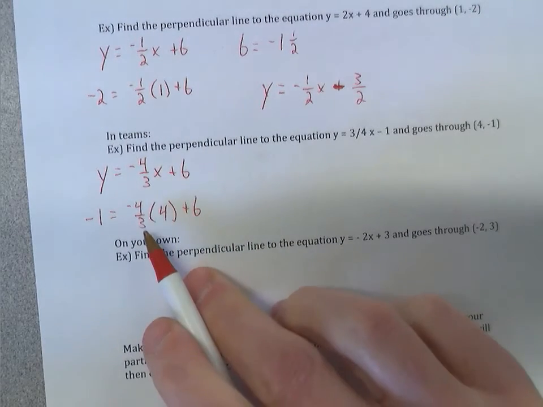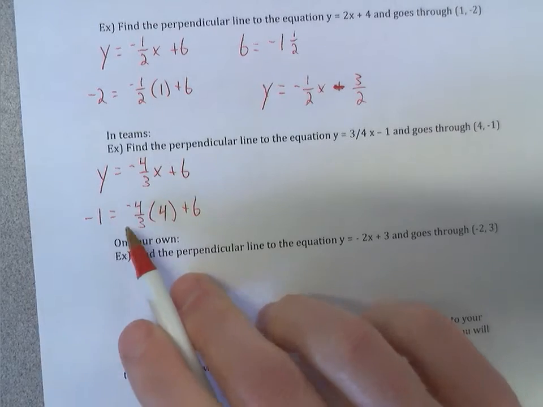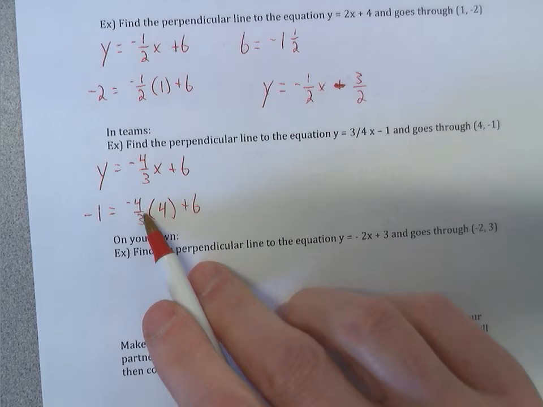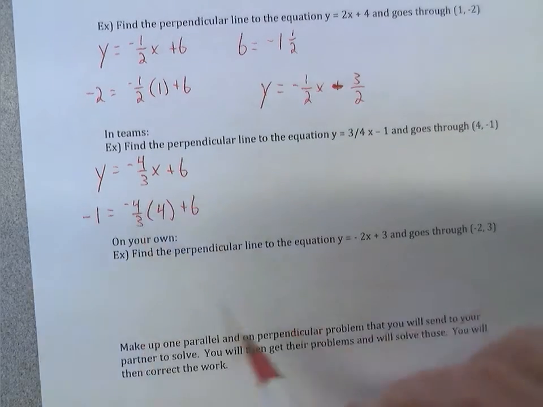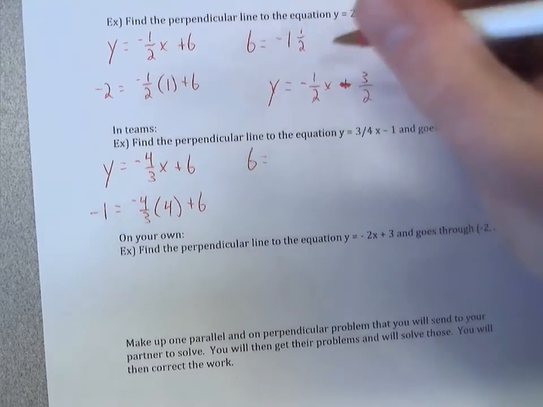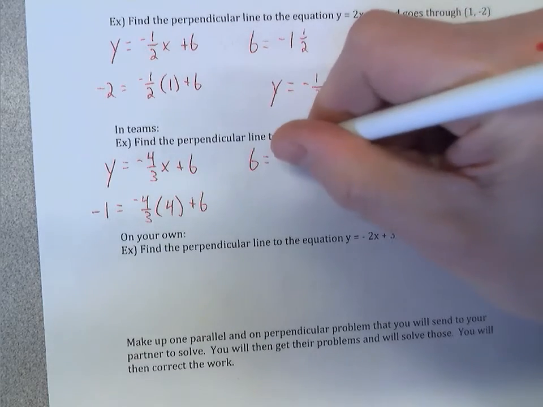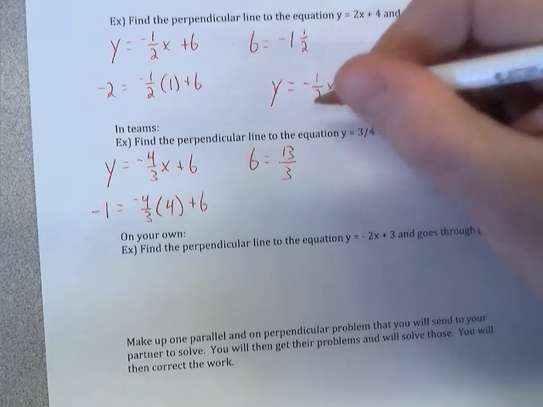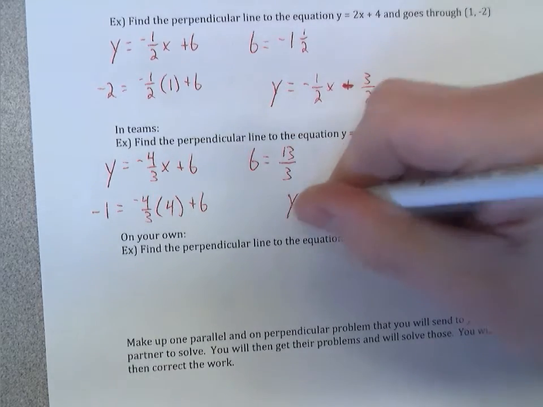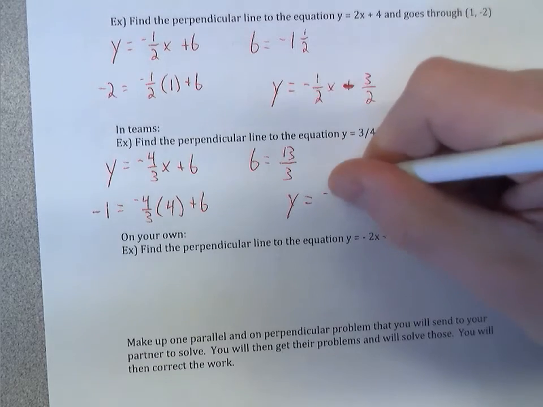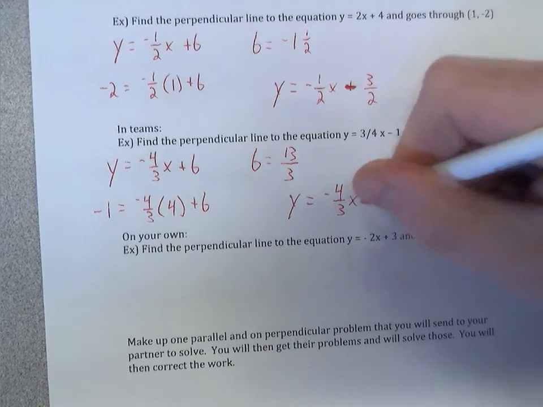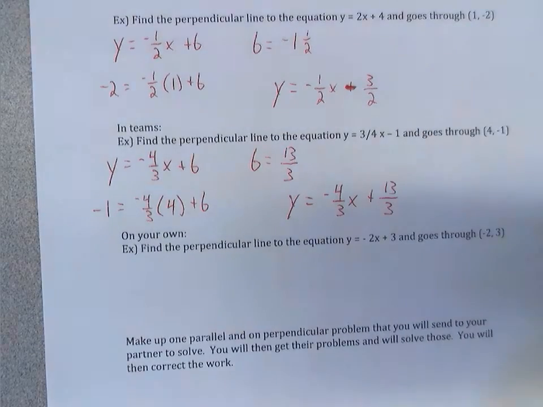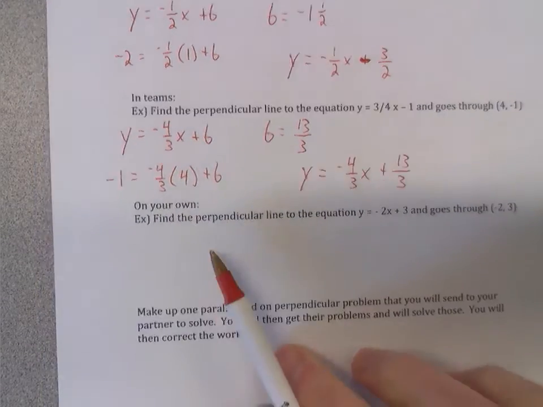And so we would go through and solve. So negative 4/3 times 4, that's going to be negative 16/3. And then we could add that to both sides. So b, our y-intercept, is going to be equal to 13/3. Therefore, our equation is going to be y equals negative 4/3 x plus 13/3.